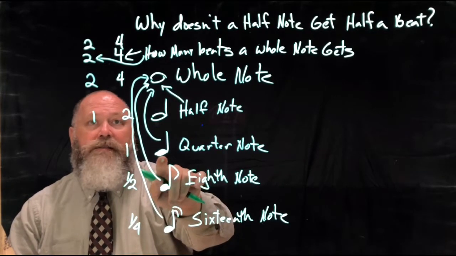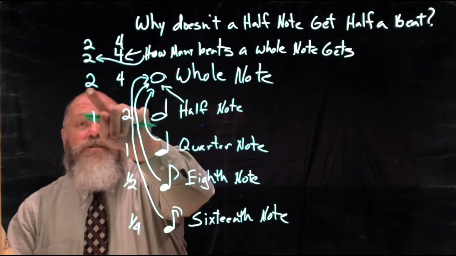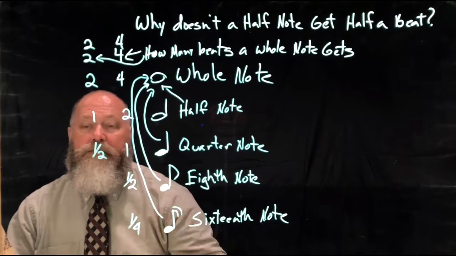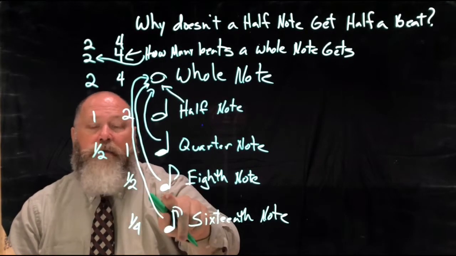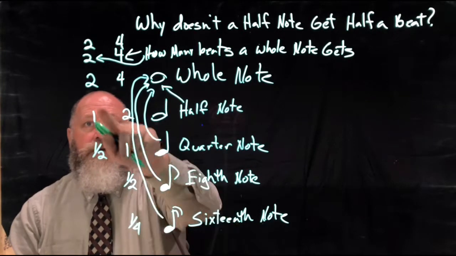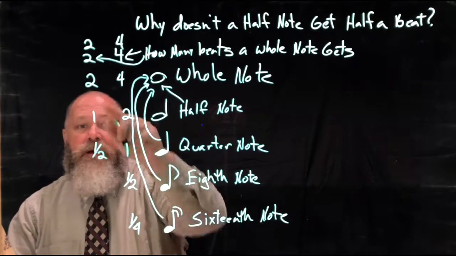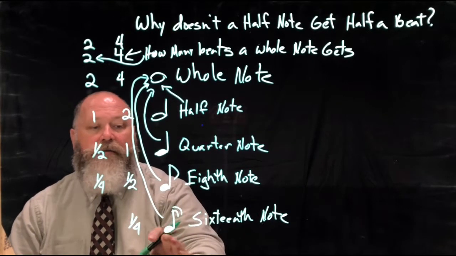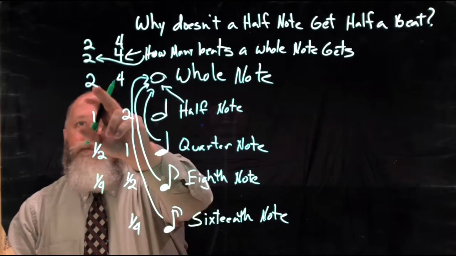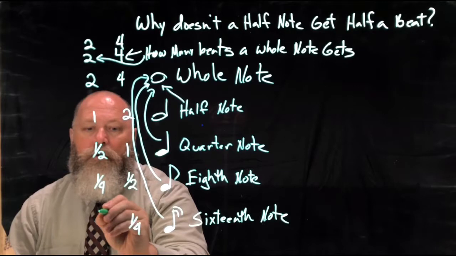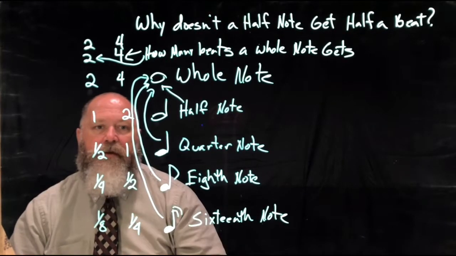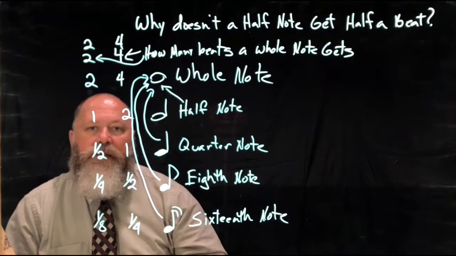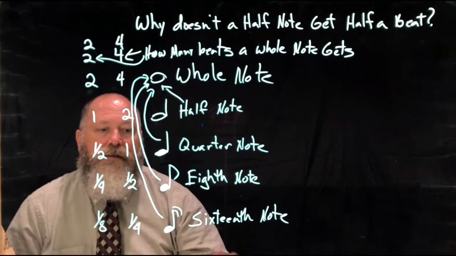Our quarter note now gets 1/4 of that. So 1/4 of 2 is 1/2 of a beat. Our eighth note now gets 1/8 of that. So 1/8 of 2 is 1/4 of a beat. And finally, our 16th note is now going to get 1/16 of that, or 1/8 of a beat.